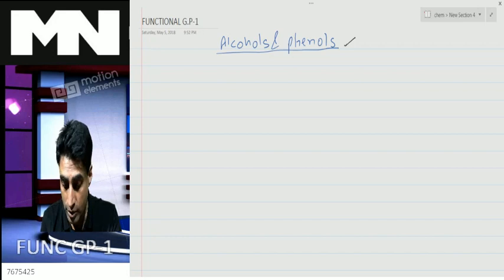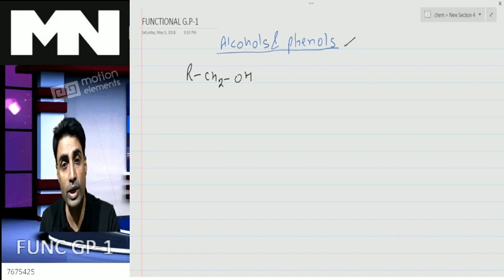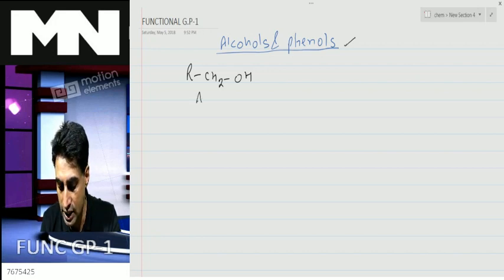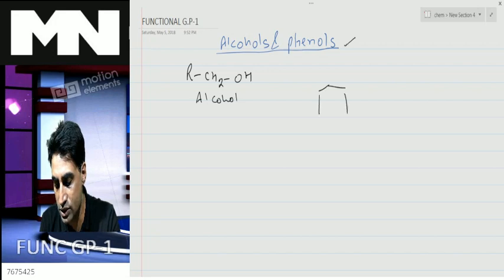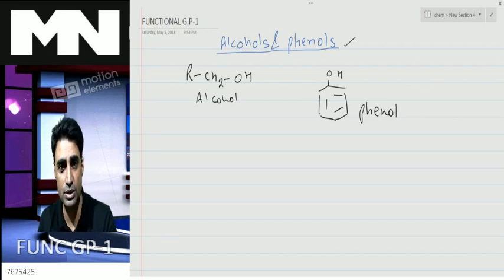An alcohol has a general structure like this, RCH2OH, where R can be an alkyl group or a hydrogen. So this is an alcohol. And a phenol has a structure like this. It has a benzene ring which has an OH group. So this is a phenol. Both of them are very different in their properties. But before starting with their properties, first we'll see their method of preparation, how to prepare them.